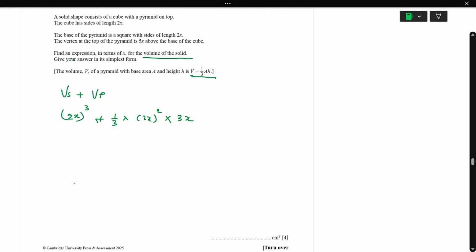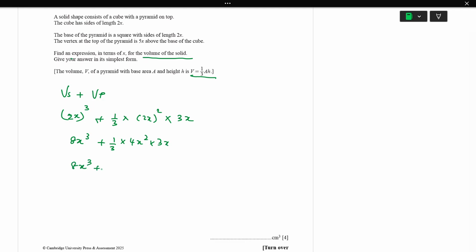So 2x whole cube, which is 2 cube is 8, 8x cube, plus 1 by 3 into 2x square is 4x square times 3x. So 8x cube plus 1 by 3 into 4 times 3, which is 12x cube. So this and this become 4. So 8x cube plus 4x cube, which is 12x cube. So the volume is going to be 12x cube centimeter cube.